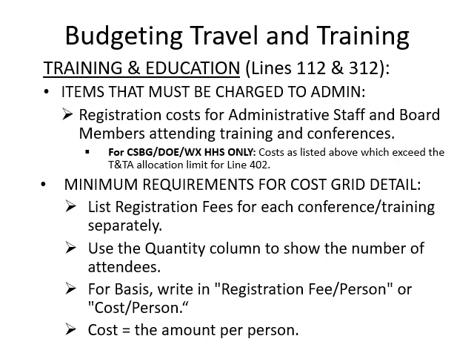The minimum requirements for the cost grid for training and education. You must list the registration fees for each conference or training separately, similar to how you did on the travel budget tab. You would use the quantity column to show the number of attendees, and for the basis, you would write in registration fee per person or cost per person, and the cost is the amount per person.